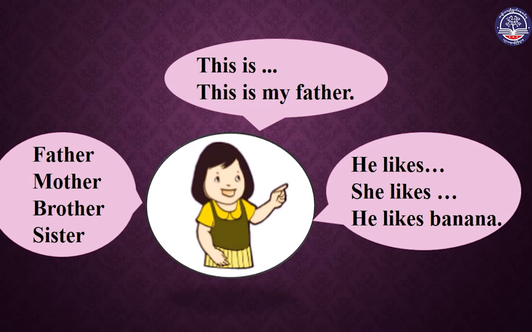And then how about she? So, yes, for mom or mother or for sister, we have to use she. For example, this is my mom, my mother. She likes apple. This is my sister. She likes banana. Like that. So, do you remember, right?